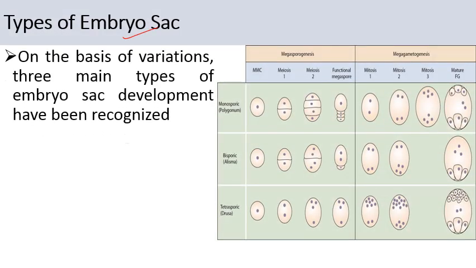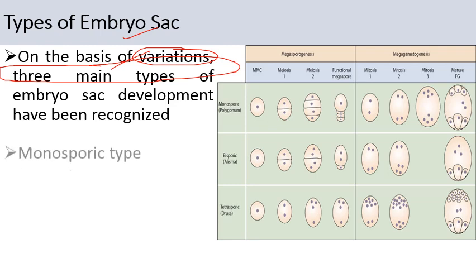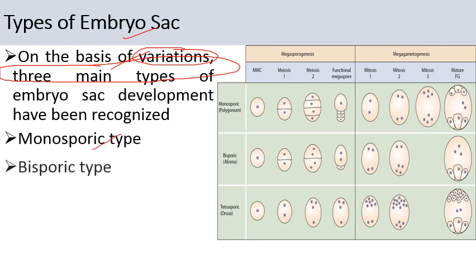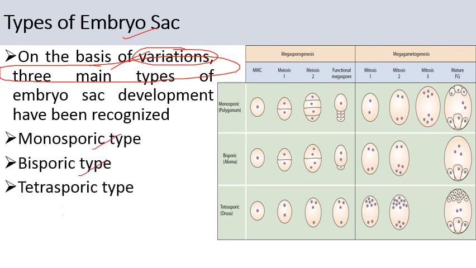Next comes types of embryo sac. So on the basis of variations, 3 main types of embryo sac development have been recognized. 3 तरह की embryo sac development study की गई है. First one is monosporic type. Second is bisporic type, and third one is tetrasporic type, that we will discuss one by one in detail.